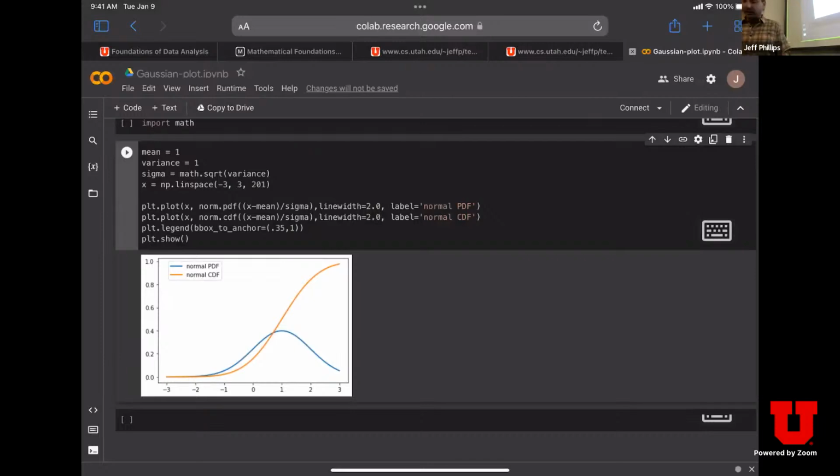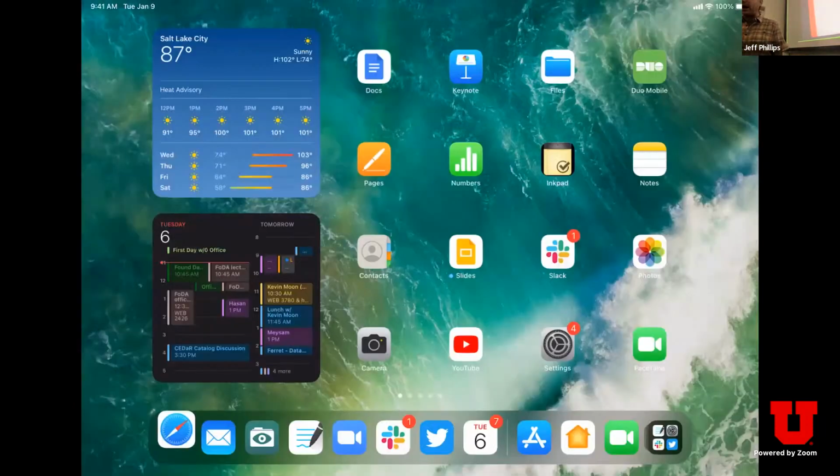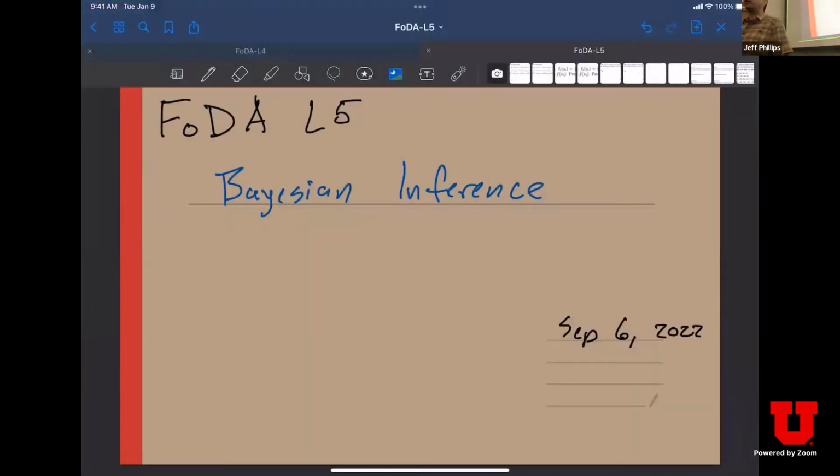So great. So, okay. So hopefully that gets you back on track with the quiz and the first homework. All right. I want to talk about Bayesian inference today. We're going to take the maximum likelihood estimate stuff we talked about last Thursday and extend this a little bit. All right.